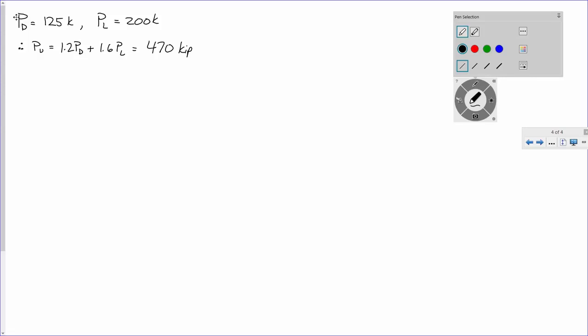So we know that Kx equals Ky equals 1.0, right? And we know that the length of the column is 15 feet. So that tells us a couple things. It tells us that because the K values are equal, we automatically know that the weak axis governs.